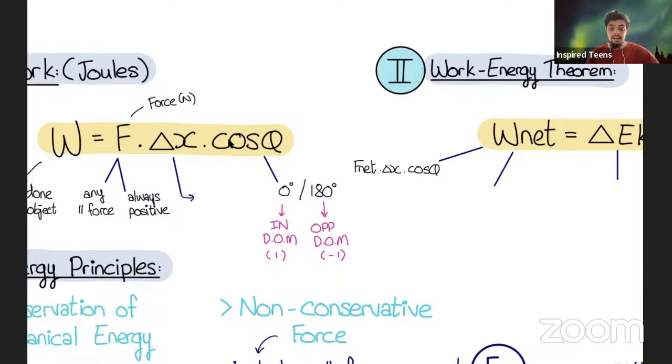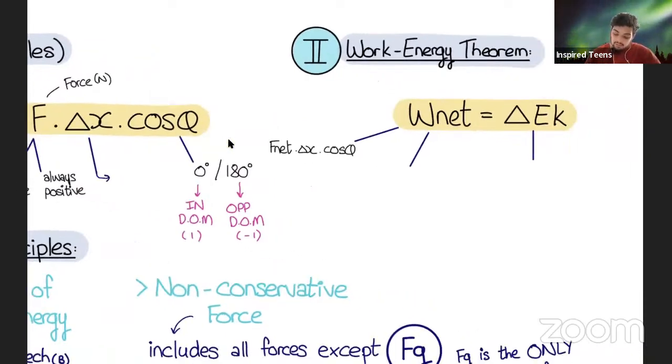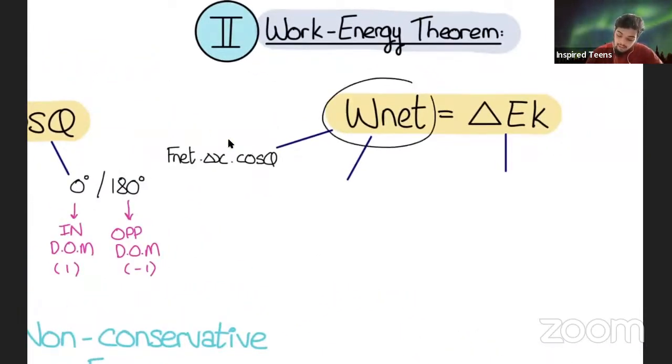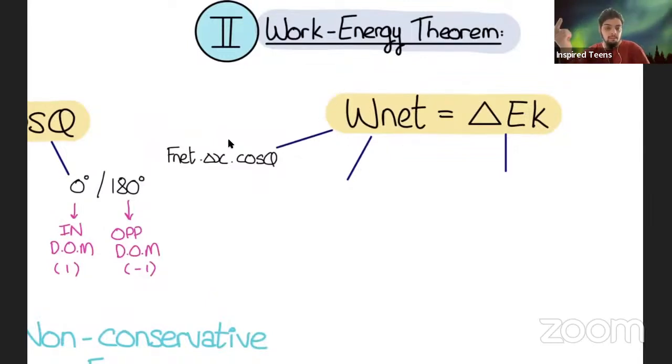Okay. Another way that we can represent net work is by simply adding all the work done onto the object, adding them all up. Because this is net work, it's like the total work done. So by adding up all the work that's done on that object, you would get the total work done on that object. Okay, I hope that makes sense.